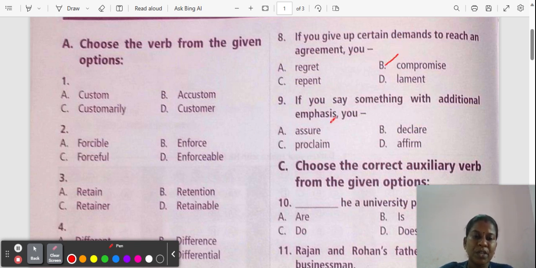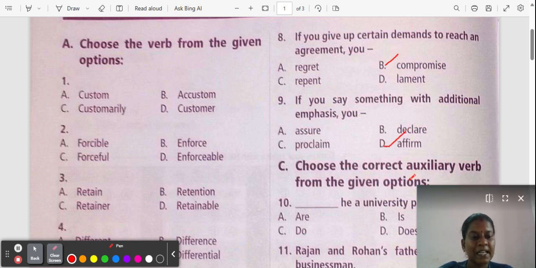Then question number 9. If you say something with additional emphasis, you, emphasis means additional attention. We have to give special attention. Option A, assure, meaning to promise. Option B, declare, to state something publicly. Option C, proclaim, to make something known officially. Option D, affirm, to say publicly, formally or clearly. So option D, affirm, is the correct answer.